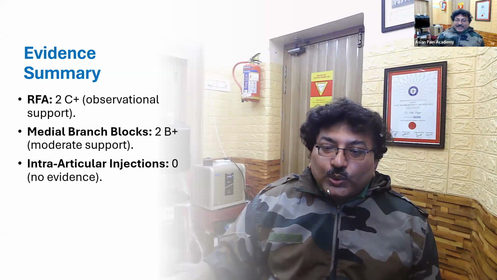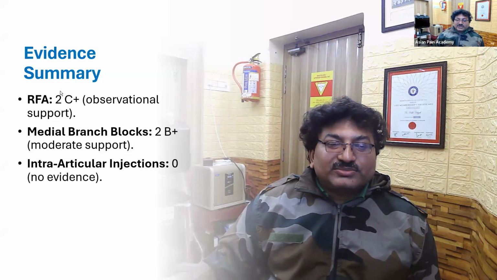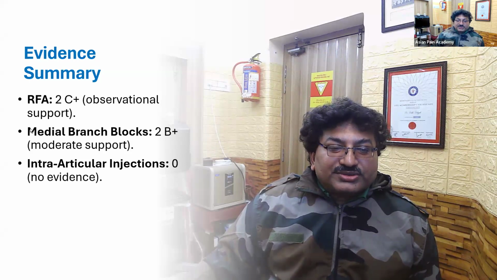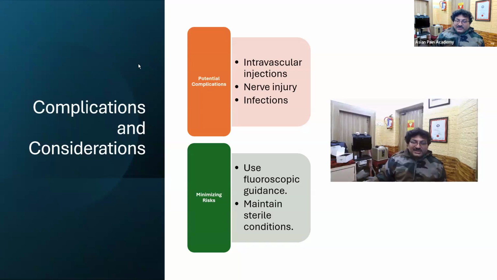Now, if you look at the evidence summary, what is there? Radiofrequency ablation is 2C plus because it is mostly supported by observational studies. Medial branch blocks have moderate support with 2B plus evidence. Intra-articular injection is 0, that is no evidence. That is why nowadays in the cervical area, it is used minimally.